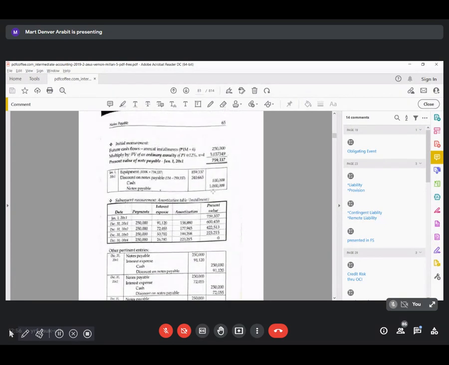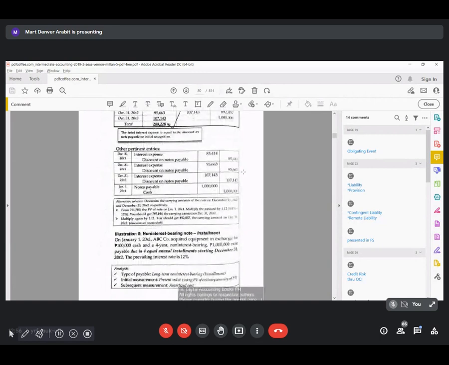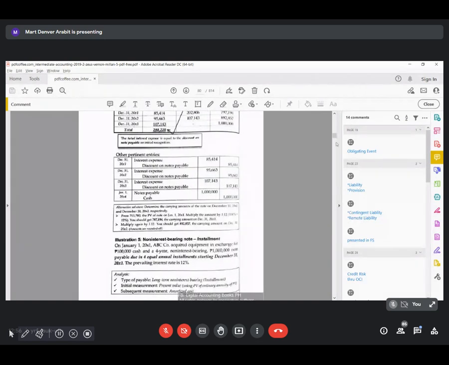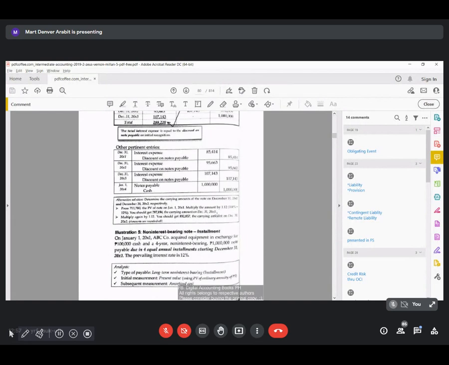Non-interest bearing note installment. So ito naman, again. So on January 1, 2021, ABC acquired equipment in exchange for 100,000 cash and 4-year non-interest bearing 1 million note due on 4 equal annual installments starting December 31. The prevailing rate is 12%.